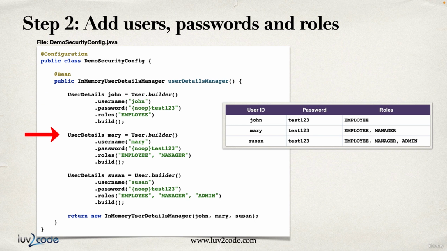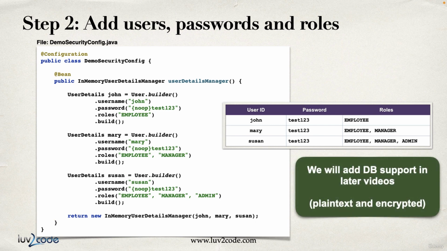And then we simply repeat the process for Mary. Note here for Mary, we also give the additional roles here for employee and manager. And then for Susan, we do a similar thing. We also specify the roles for Susan, employee, manager, admin. And then finally, we return a new in-memory user details manager, and we pass in those 3 users, John, Mary, and Susan. We'll add database support in later videos.